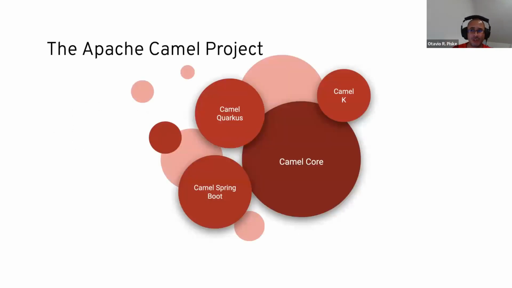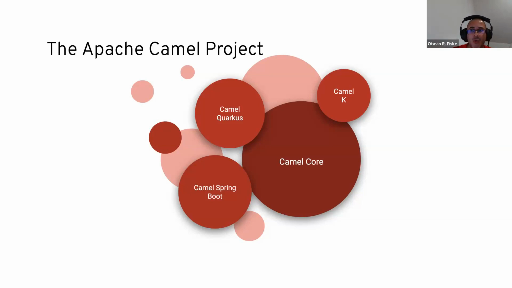The Apache Camel project is actually divided in several sub-projects. The largest and the most known of them is the Camel Core project. The Camel Core project is what actually provides the components and APIs and DSLs that you can use to write your integrations. Then, on top of that, we have a few projects that are built on top of Camel Core in order to leverage additional technologies.